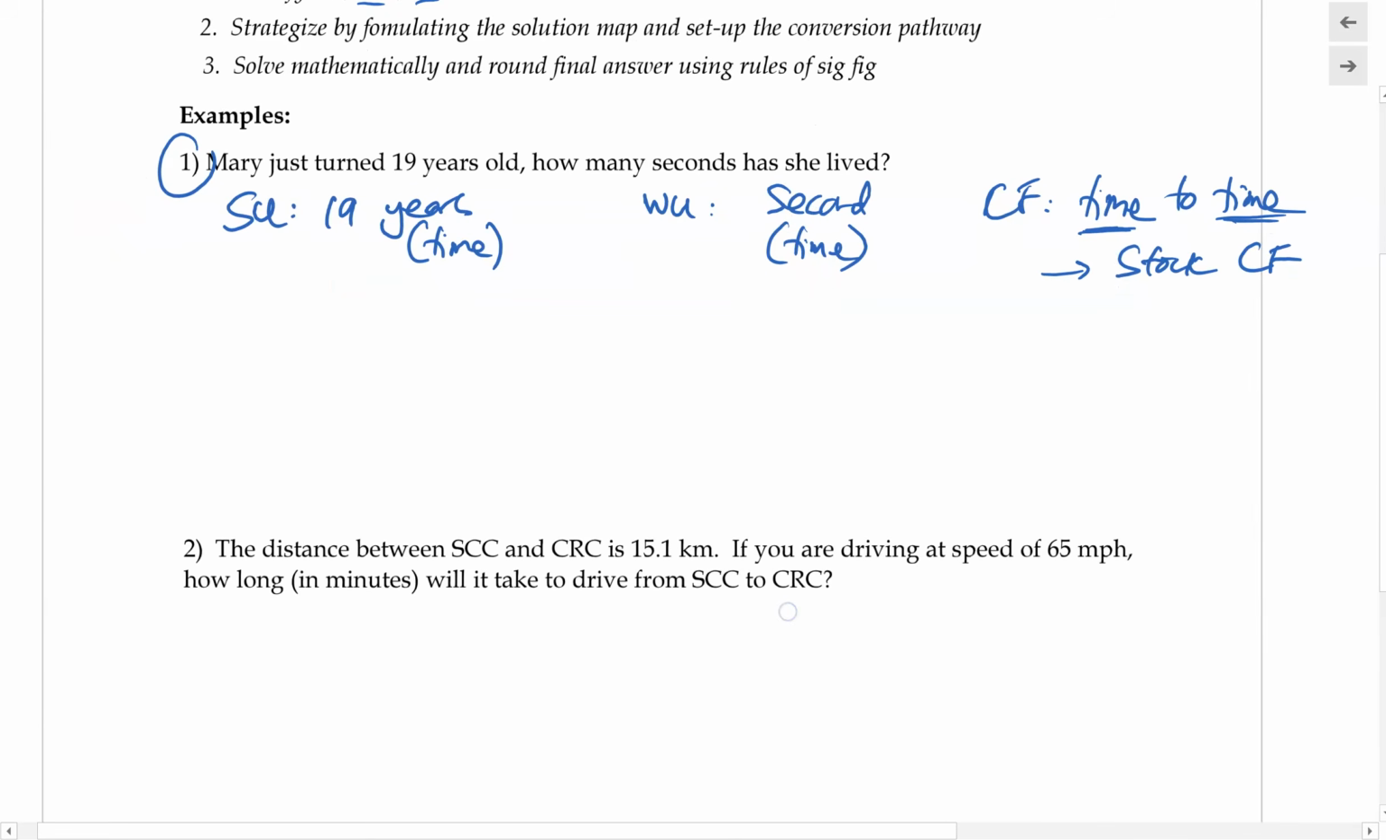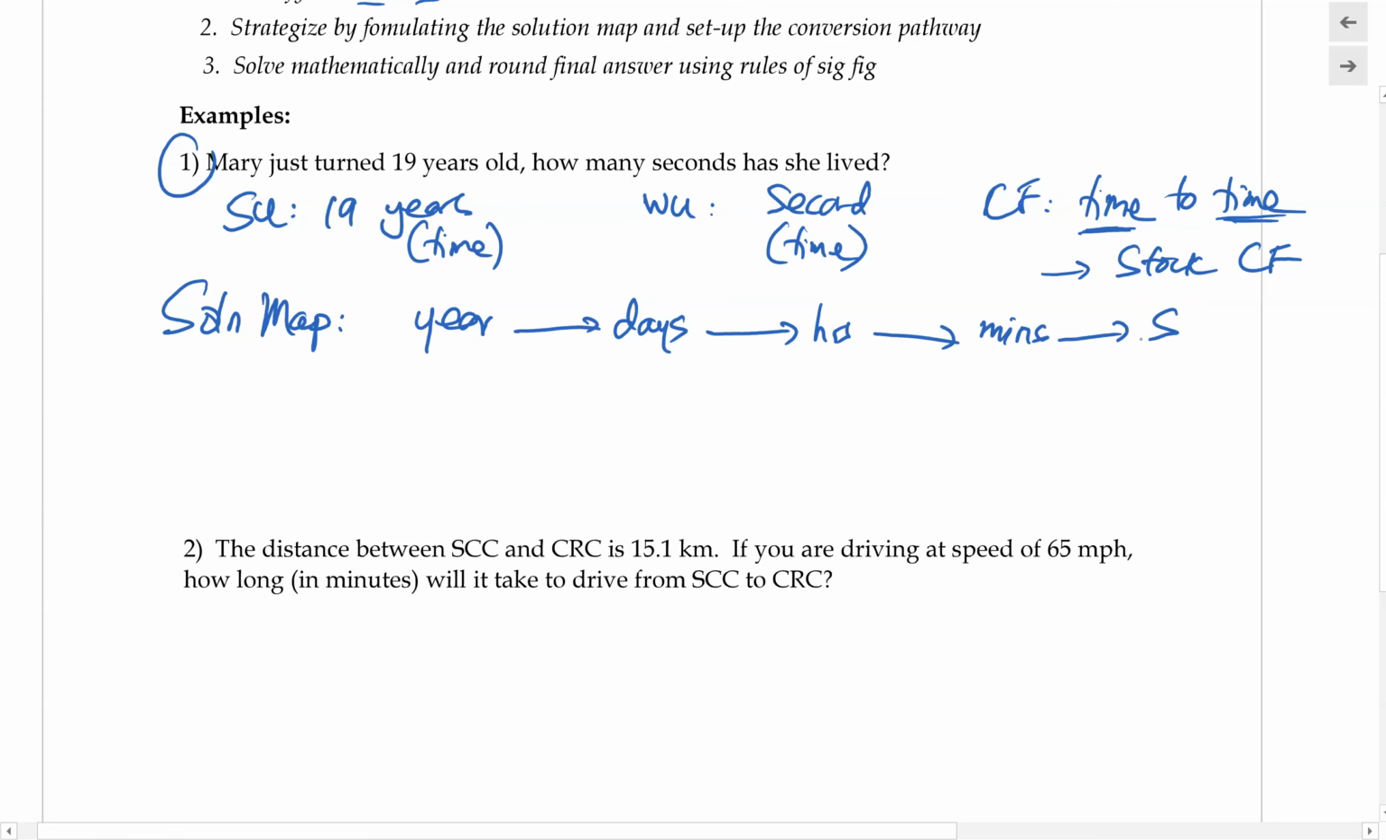Okay. And now here will be the solution map. SOLN stands for solution. So the solution map always starts out with the starting unit, and we start out with years. And clearly we can't convert from years into seconds immediately in one step, right? Because that is not the type of conversion factor that will be provided or one that anyone would remember. But we know how to convert from years into days. And day is another unit of time, right? And then from day into hour, and hour into minute, and then minute into second. So there you go. That would be the solution map. First, to convert from years into days, and then day into hour, and hour into minute, and minute into second. And finally, the conversion pathway.